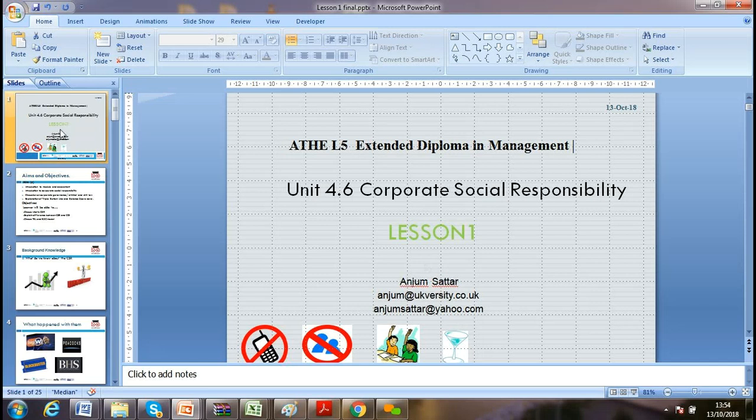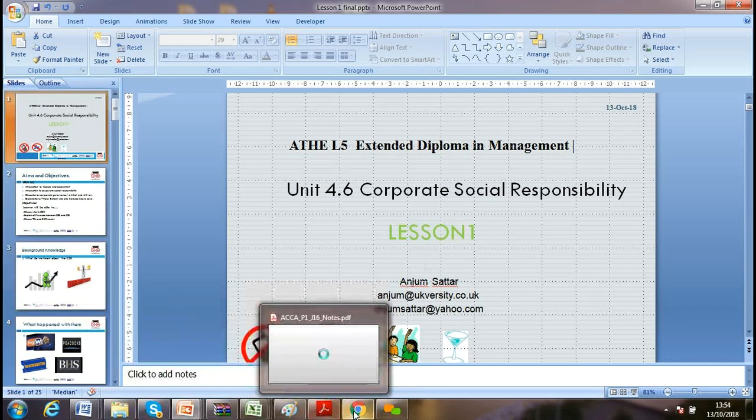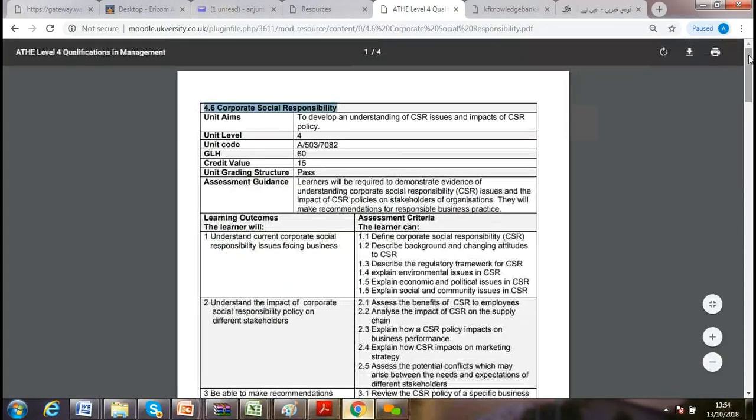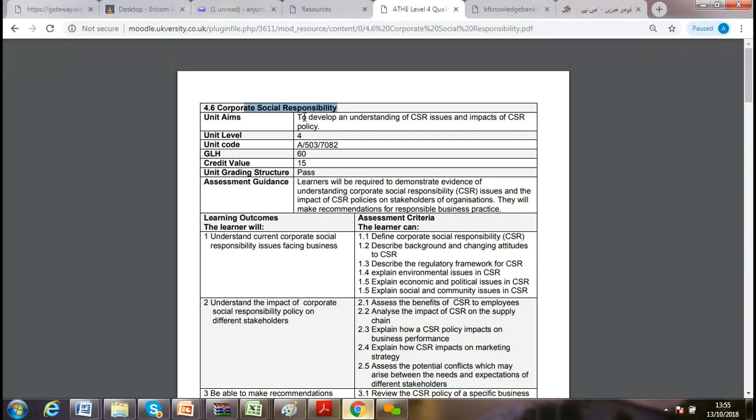So we'll go through some cases. First, we'll go through the unit contents, what we're supposed to learn under this unit, and what we're supposed to do in terms of the assignment. The title of the unit is Corporate Social Responsibility, to develop an understanding of CSR issues and the impact of CSR policies on organization performance.